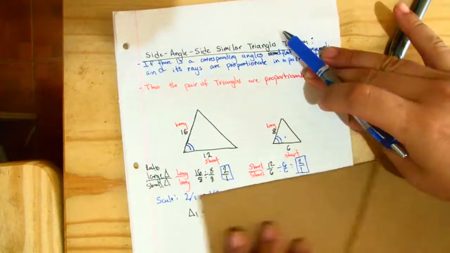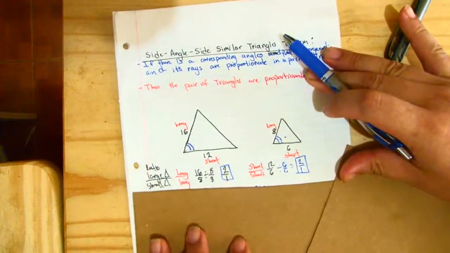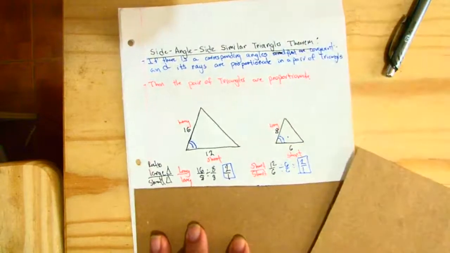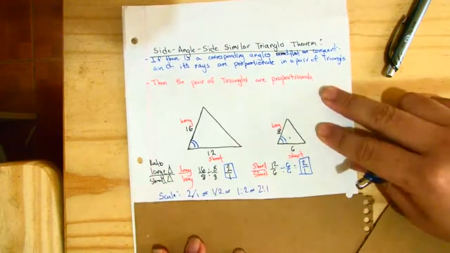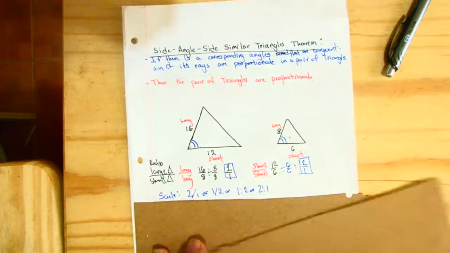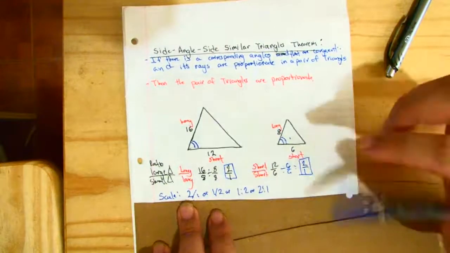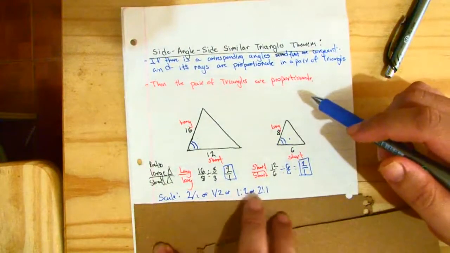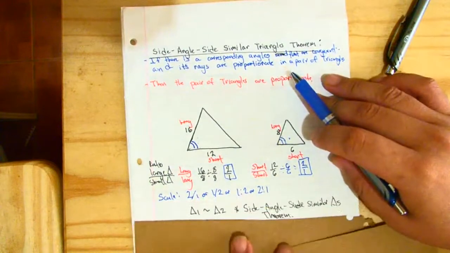Okay. And looking at this together, you can see the scale factor here is going to be 2 over 1. So the answer is 2 over 1, or 1 over 2, or 1 to 2, or 2 to 1.